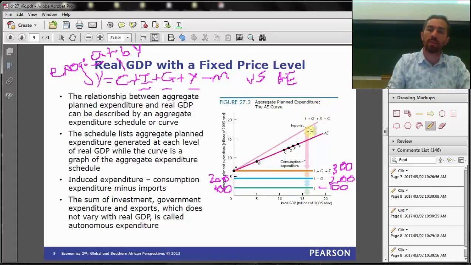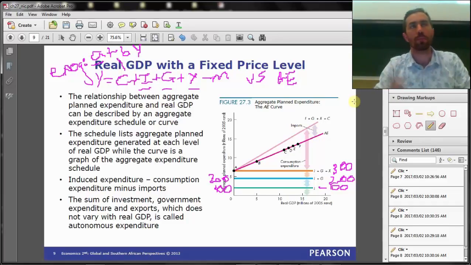Now what you see here is we've got a change in the slope once we add imports. Why do we have a change in the slope? That's because of a marginal propensity to import. I'll show you exactly why that slope changes just now.